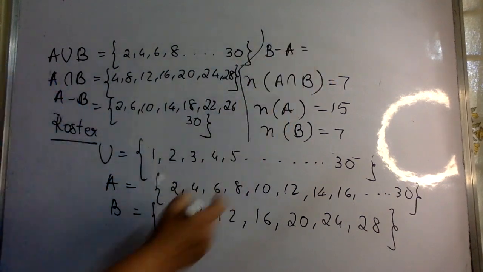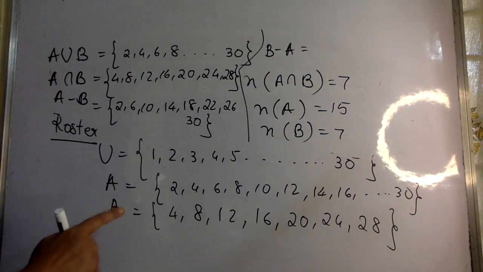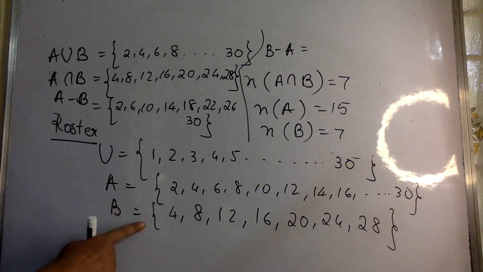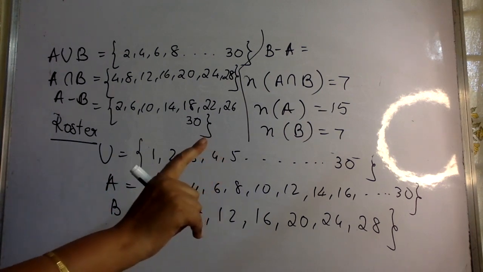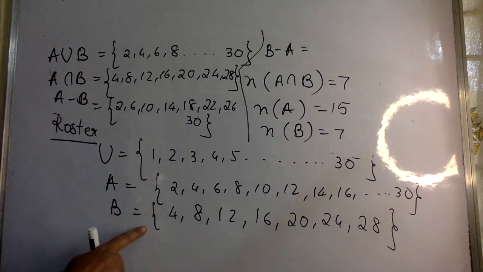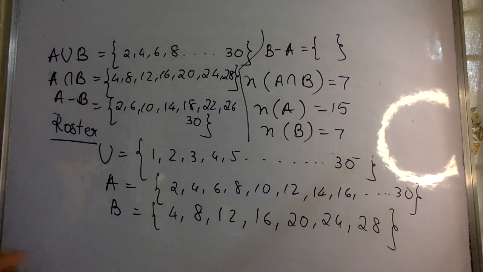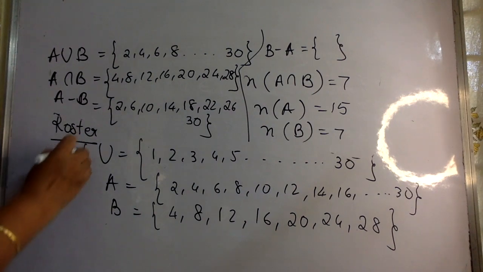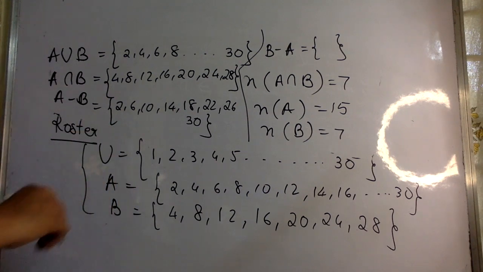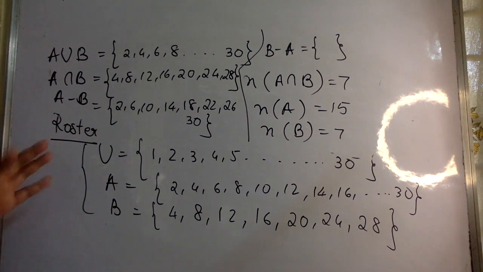B minus A. Okay, from B, if you take out all the elements of set A, all will be taken out. In that case, it is going to become a null set. Okay, so this is how you have to work out these sets. Remember, doing this is the main key to getting your answers correct.